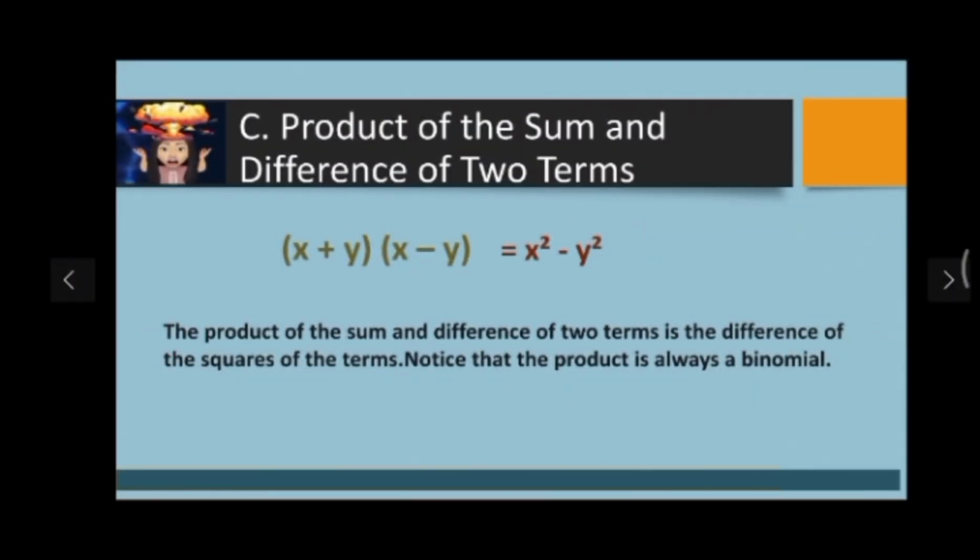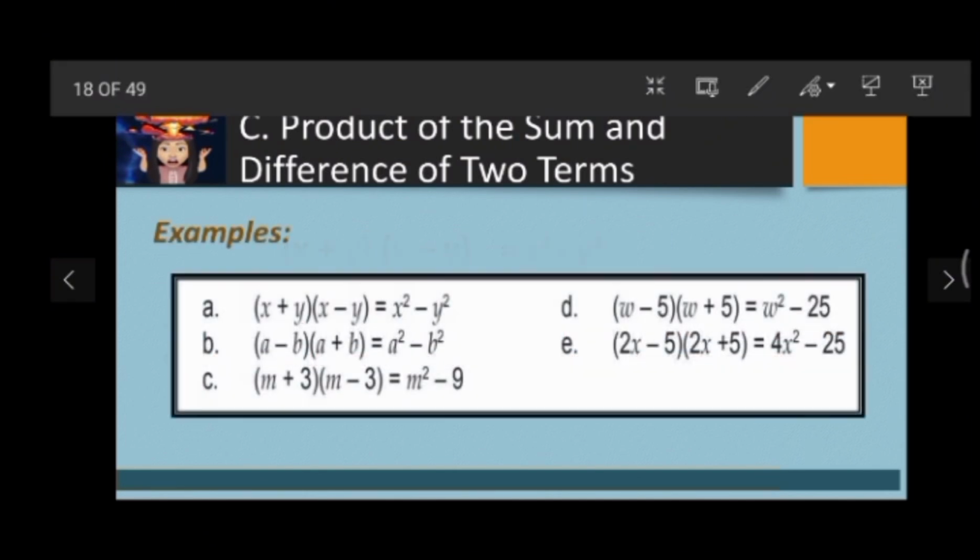So it is the difference of the square of the terms. But let's notice that the product is always a binomial. So we have x as our first term and y as our second term.